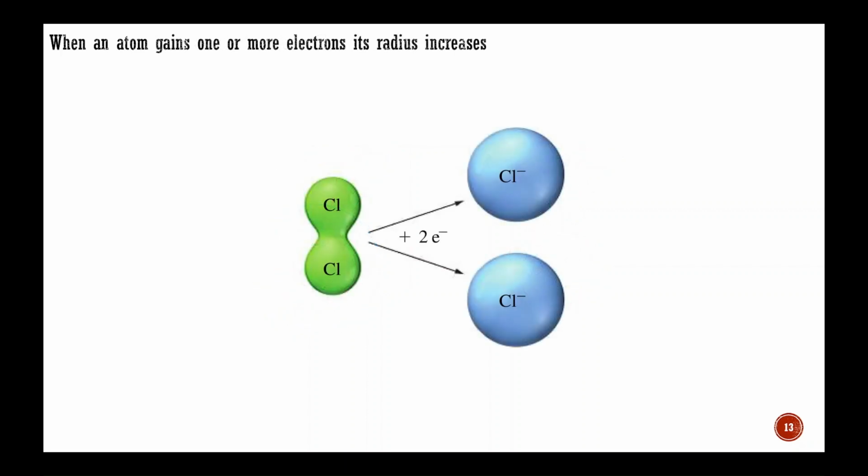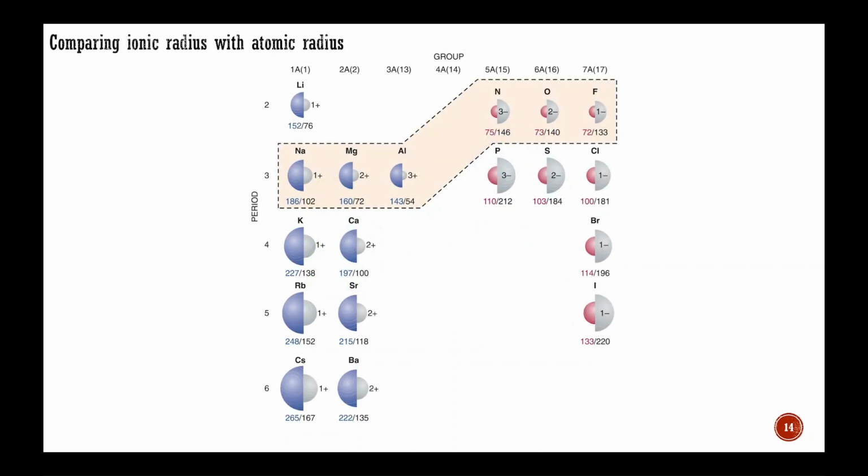On the other hand, when an atom gains one or more electrons and becomes an anion, its radius increases due to increased electron-electron repulsions. Adding an electron causes the rest of the electrons in the valence shell to spread out and take up more space to maximize the distance between them. The following figure shows the ionic radii for those ions of main group elements that are isoelectronic with noble gases and compares them to the radii of the parent atoms. Note that the ionic radius, like the atomic radius, increases from top to bottom in a group.